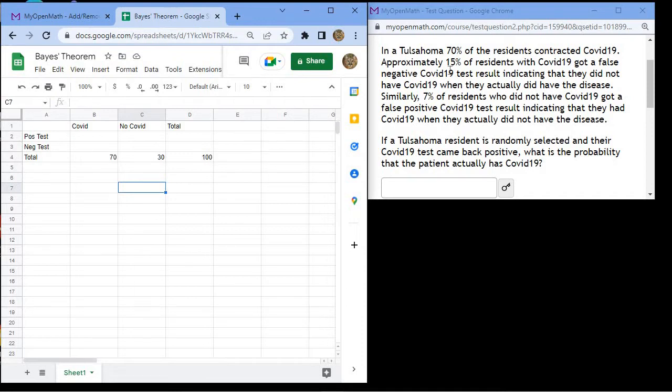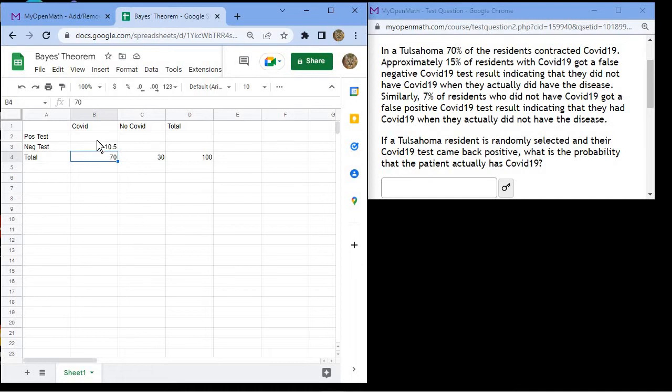All right, so first of all, it says that 15% of the residents with COVID-19, so I'm talking about these 70 people here, 15% of those 70 people who actually had COVID-19 got false negative COVID-19 results. So 15% of 70 actually got a negative test result even though they had COVID. That's a false negative. The test said negative when the person actually had COVID. So what I'm going to do here is I'm going to type equals 0.15, which is 15%, times of the 70 people. So 15% times 70 people, that's this many people who got false negatives. They had COVID, but the test was negative.